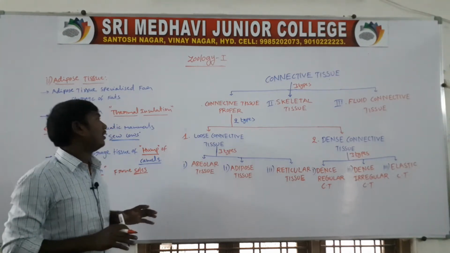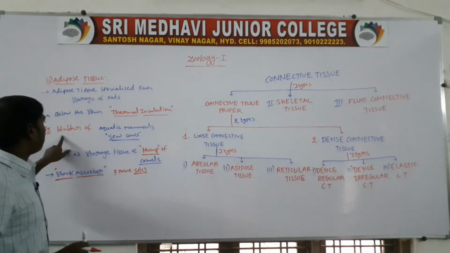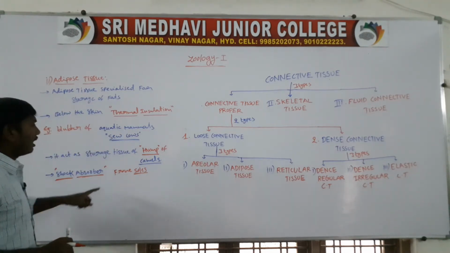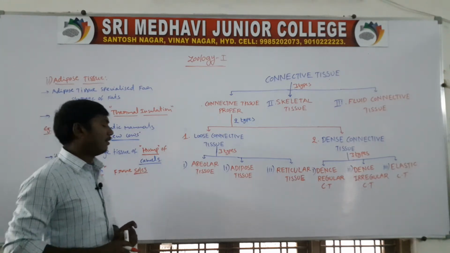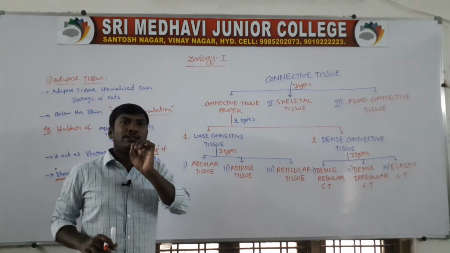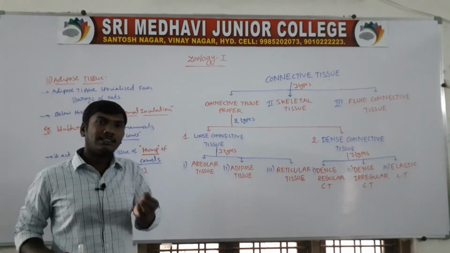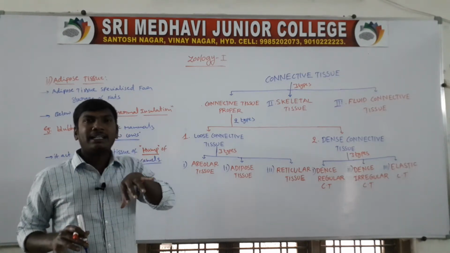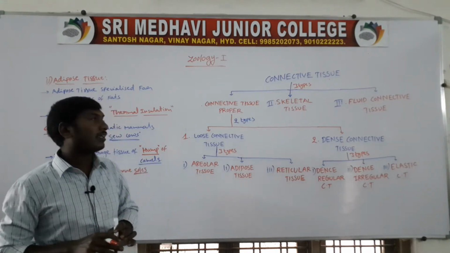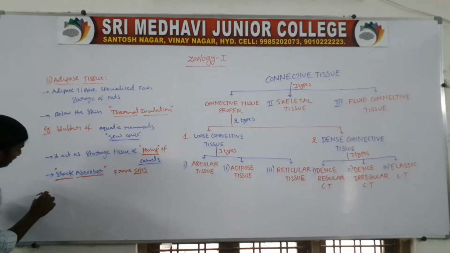So these are the thermal insulation function: the blubber of the aquatic mammals, the hump of the camels, and the shock absorber function from the soles. Thermal insulation means they provide heat and prevent loss of heat from the body. Next one, the adipose tissues.